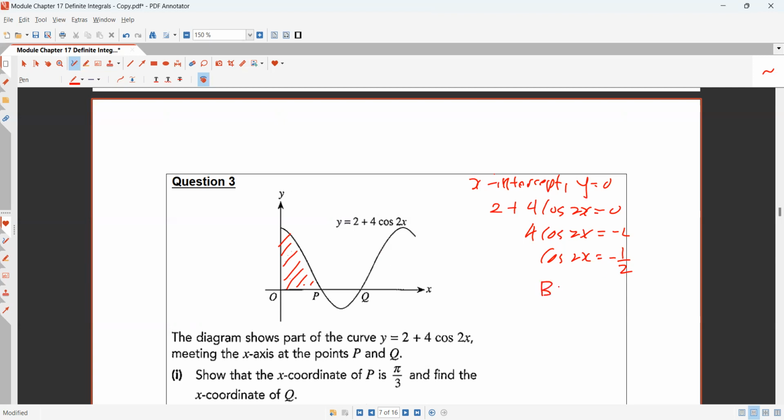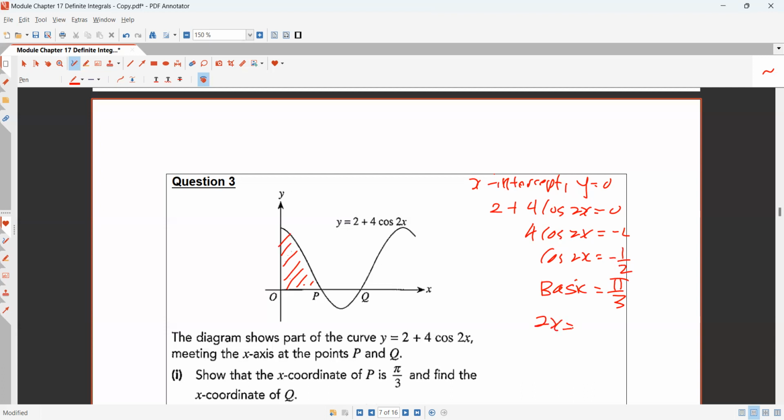So what is the basic angle that you get for this one, in the form of radian? When you shift cos 1 over 2, what do you get? 60 degree. 60 degree means pi over 3. So this is the basic angle. So now because cos is negative at second and the third quadrant, that means your 2x could be what?